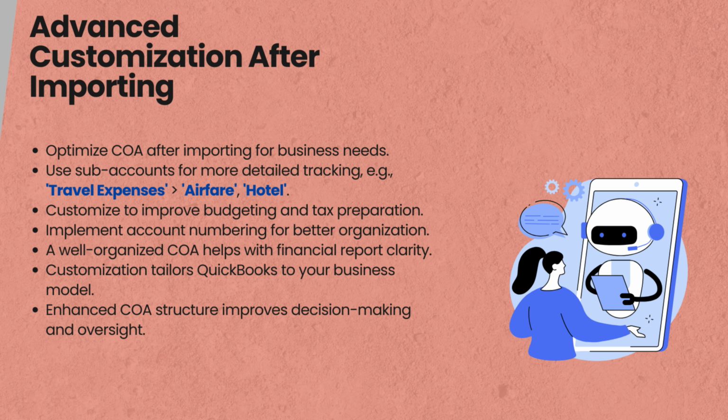One of the most powerful features in QuickBooks is its ability to customize your accounts. For example, you can create sub-accounts to break down your financial data even further. Let's say you have a travel expenses account. You could create sub-accounts for airfare, hotel, and meals. This gives you a more granular view of where your money is going, which is incredibly useful for budgeting and tax preparation.